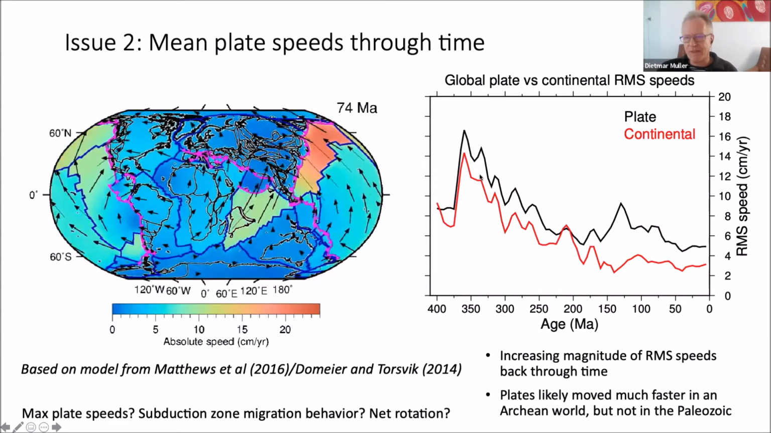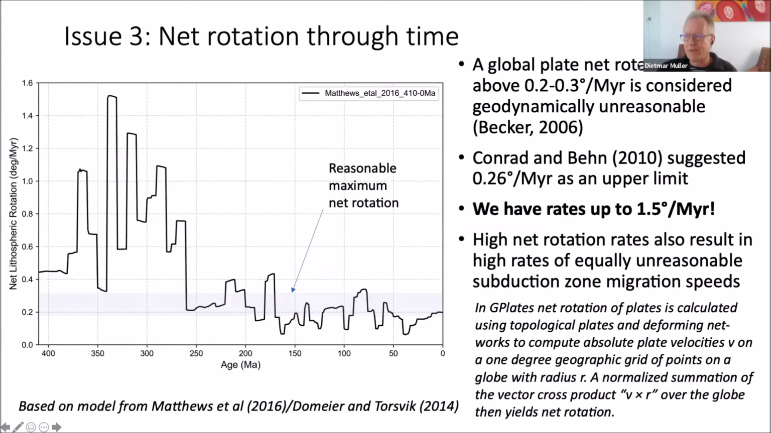Then there's a third issue. Let's have a look at net rotation through time. Net rotation is a rotation of the entire plate assemblage relative to the spin axis of the Earth through time. Several people have worked on this. For example, Thorsten Becker considered a global plate net rotation rate above 0.2 to 0.3 degrees per million years as geodynamically unreasonable in a geodynamic analysis in 2006. And that was followed by an analysis by Conrad and Behn, and they came to a very similar conclusion. They said 0.26 degrees per million years should be an upper limit for net rotation of the plates.